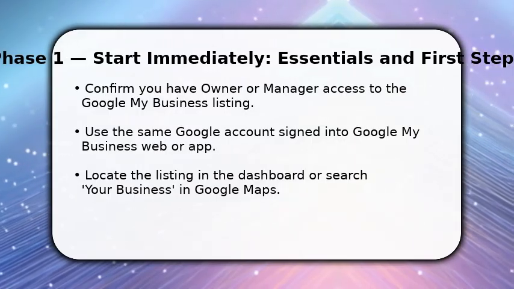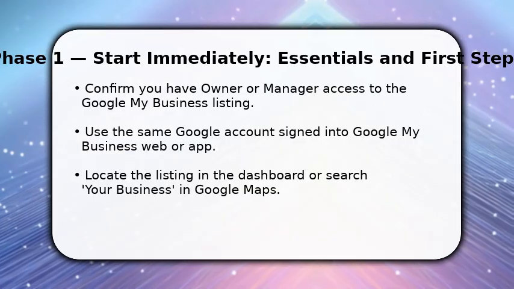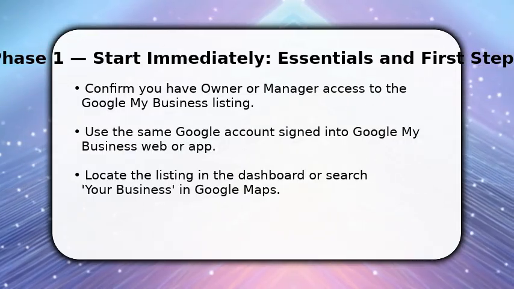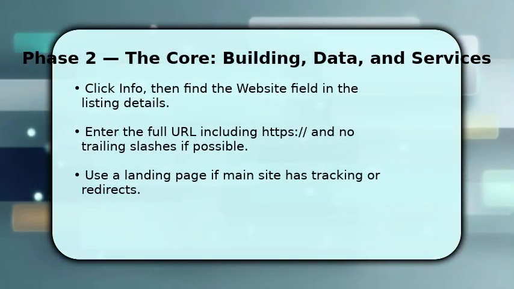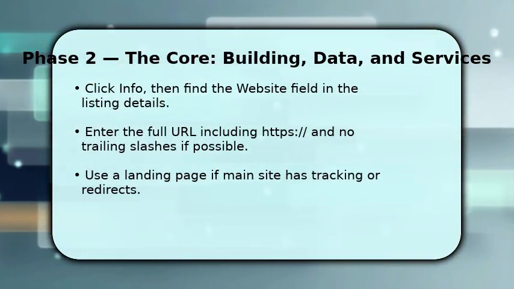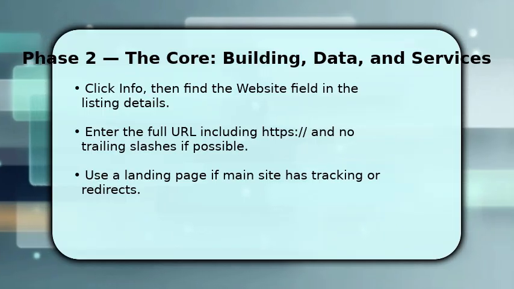Once done, click the Edit or Info button to get to the website field so you can change it immediately. You should now be in the Info section. Locate the website field and click the pencil icon to edit. Type the full URL, including https://, and avoid extra query strings that cause redirects.